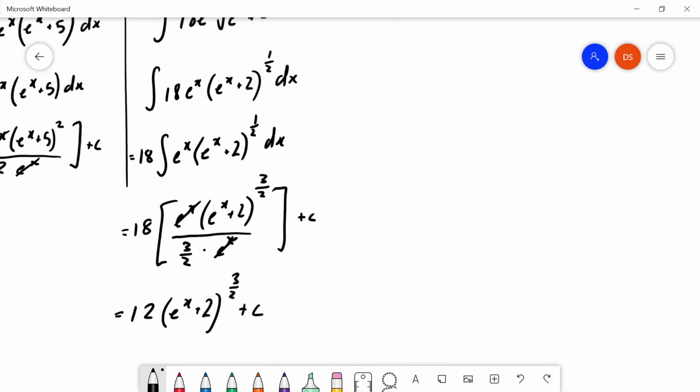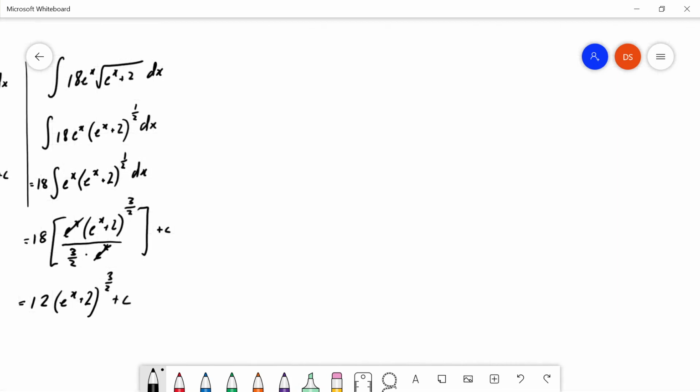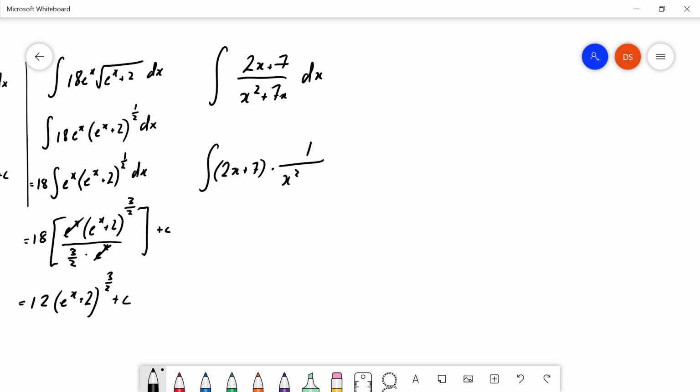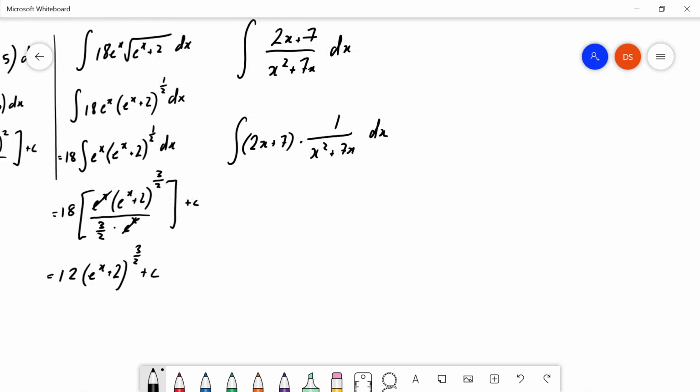Alright, so what else can we do with this kind of stuff? Well, let's have a look at this other example. What about if I had (2x plus 7) over (x squared plus 7x)? This is a very similar question, okay? Because I can see it as (2x plus 7) times 1 over (x squared plus 7x) dx. And once again, 1 over integrates to log, or ln, but if you notice the derivative of the inside is multiplied at the front.